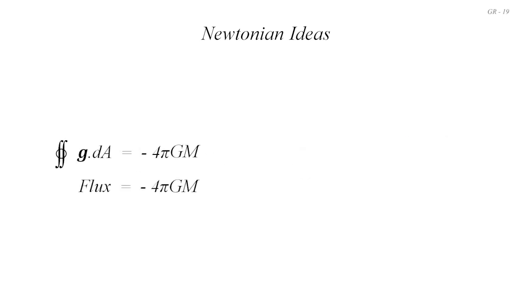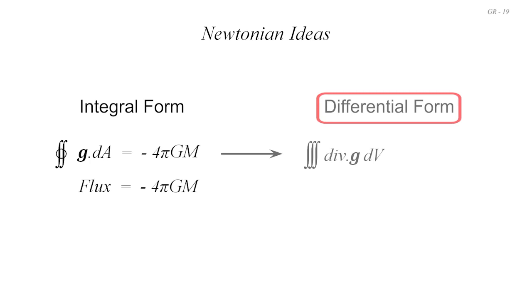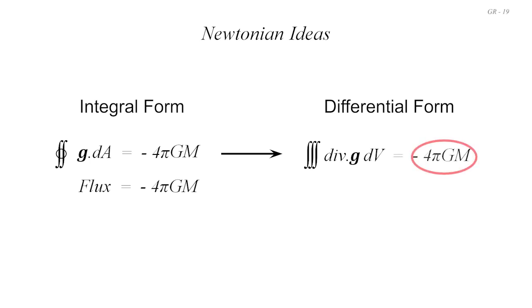This calculation was said to be the integral form of Gauss's equation, relating the flux of the field and the enclosed area to the total mass enclosed. However, this has to be exactly equal to what is called the differential form of Gauss's equation, which relates to the integral of the divergence of little g over the enclosed volume, which means that the volume integral of div g must be equal to minus 4 pi big GM.